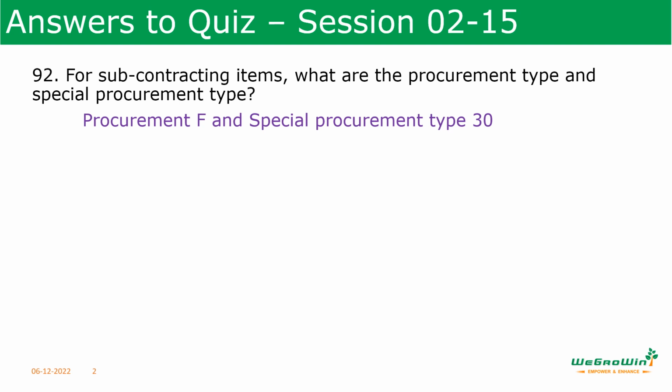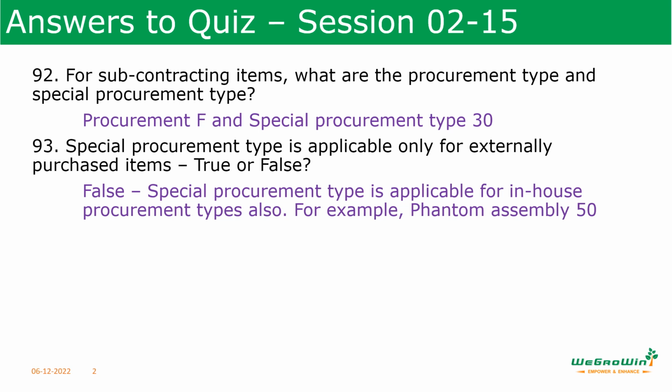For subcontracting items, what are the procurement type and the special procurement type? Hope you know it already. It is procurement type F and the special procurement type 30. Special procurement type is applicable only for external purchase items, true or false? False. Because special procurement type is applicable for in-house procurement types also. For example, we have special procurement type 50 for phantom assembly. What is phantom assembly? We will cover it maybe later.